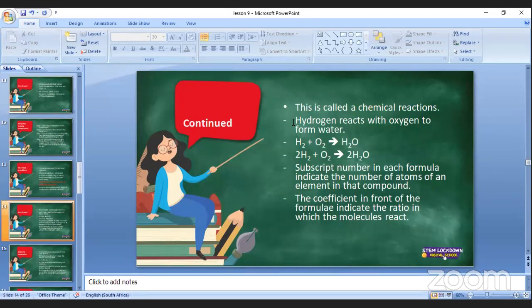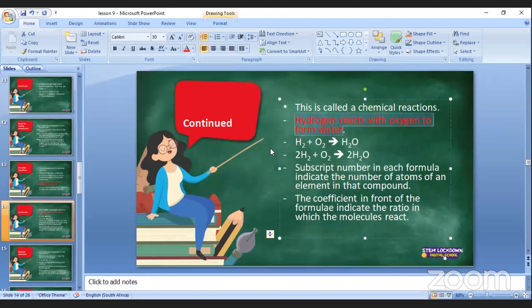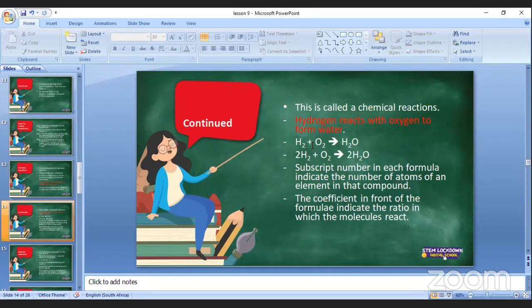Hydrogen reacts with oxygen to form water. So now you know hydrogen is a diatomic molecule. You will say H2 reacting. We're not saying plus, but that positive sign there, we say it's reacting with oxygen to form H2O. Are we clear? We say hydrogen reacts with oxygen to give us water. Then we have done how we're balancing this equation.